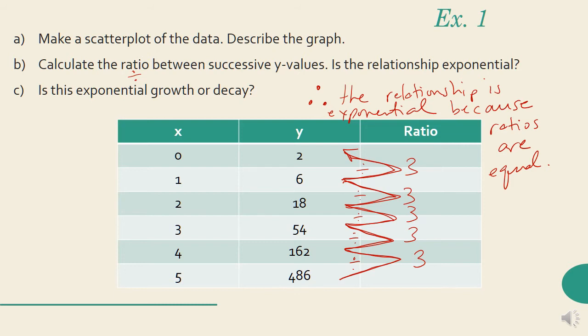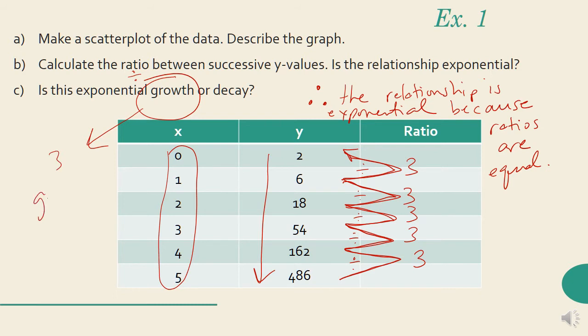Is this exponential growth or decay? So that's part C. This is actually growth. Now there's 2 ways you could tell me it's growth. You could tell me it's growth because as your x numbers are increasing, your y values are also increasing, 2 to 6 to 18, and so on. The other way you could tell me is because our constant ratio was 3. And if that number is a positive whole number, then we know that because we got 3, it's growth.